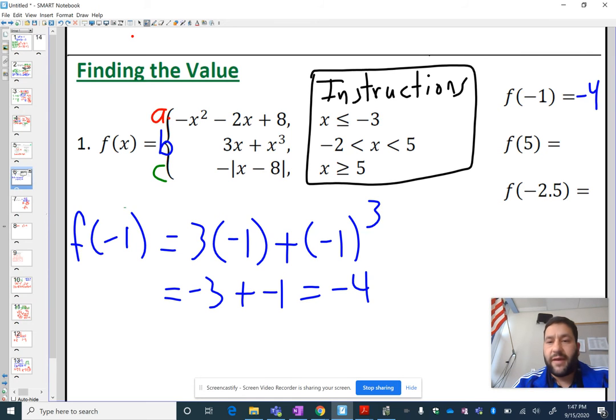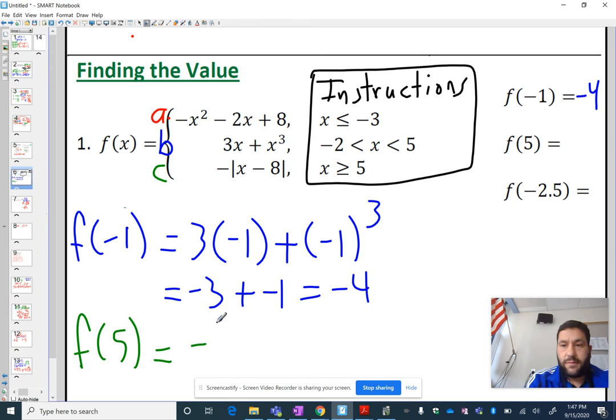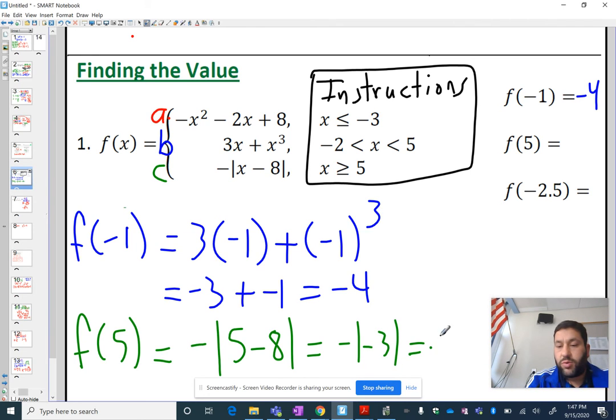What about f of 5? Okay, f of 5 is greater than or equal to 5, so you're going to use the green equation, or equation C. So f of 5 will equal negative absolute value of 5 minus 8, which equals negative absolute value of -3, which will equal -3.